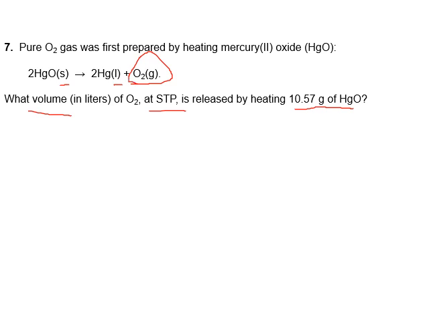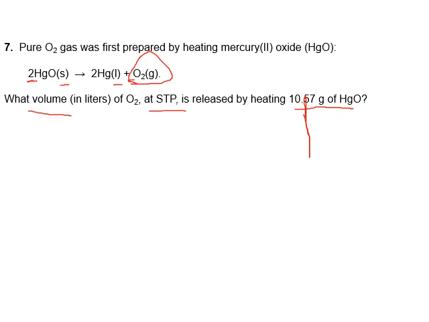So what that means is that since we have a 2 in front of this thing that we just figured out the number of moles for, we have an implied 1 here. That means that whatever number of moles we get for this thing right here, we're going to multiply that by 1/2 to get the number of moles of O2.